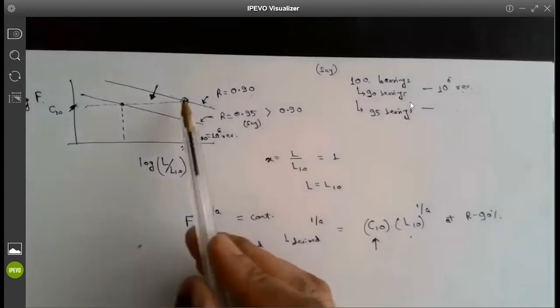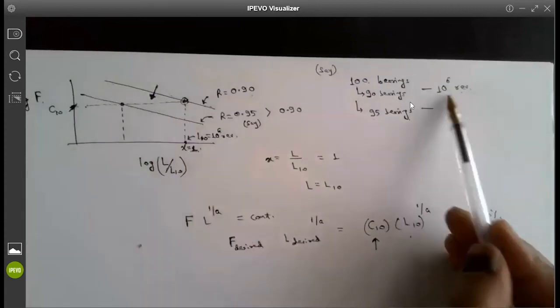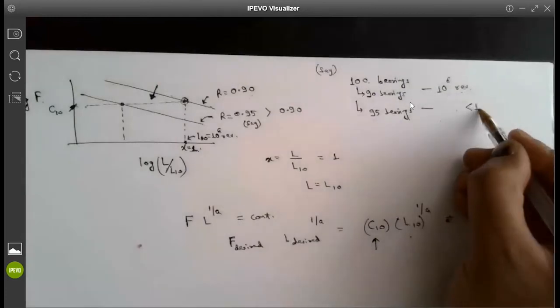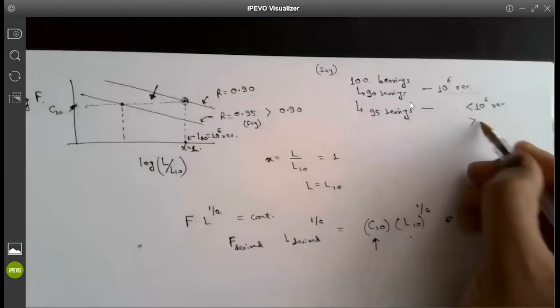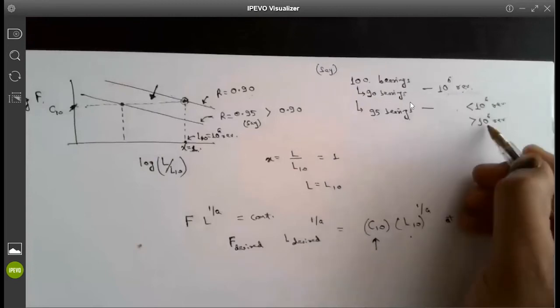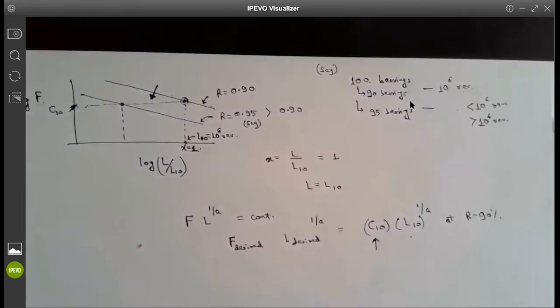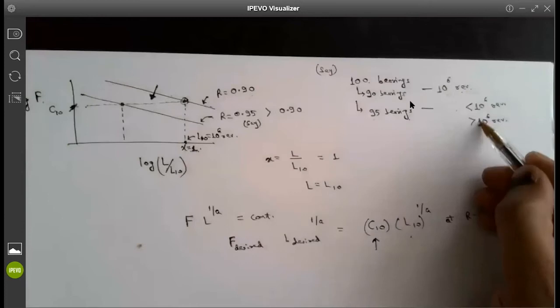Will it be less than 1 million revolutions or greater than 1 million revolutions? What number are you going to quote to the designer or the OEM manufacturer? It would be less than 1 million revolutions. Is there somebody who would like to quote more than 1 million revolutions?